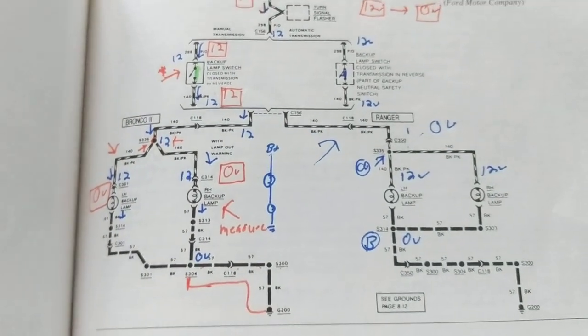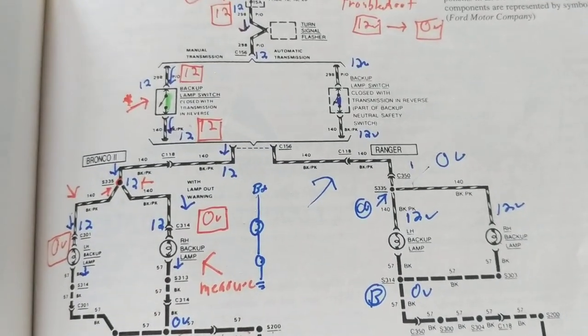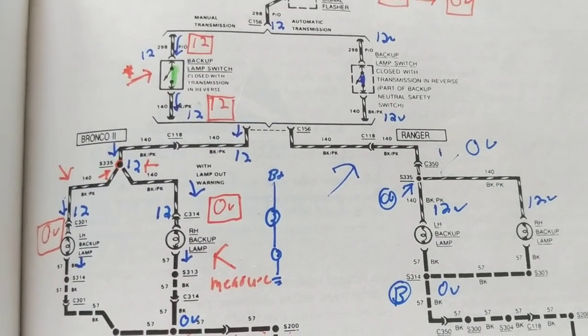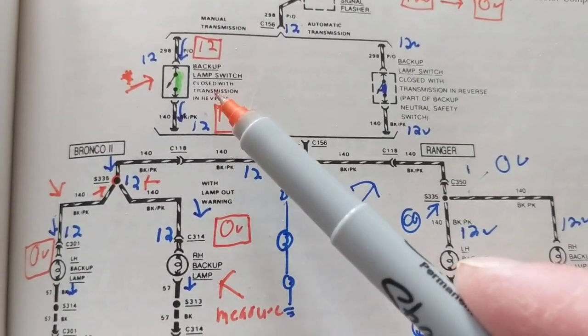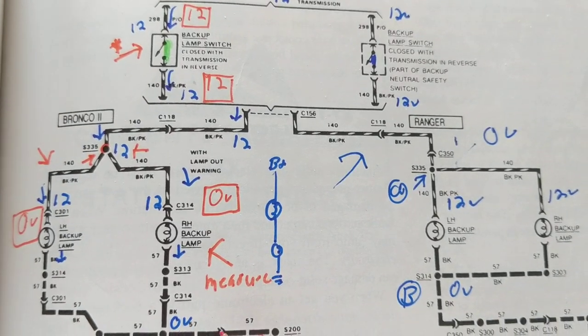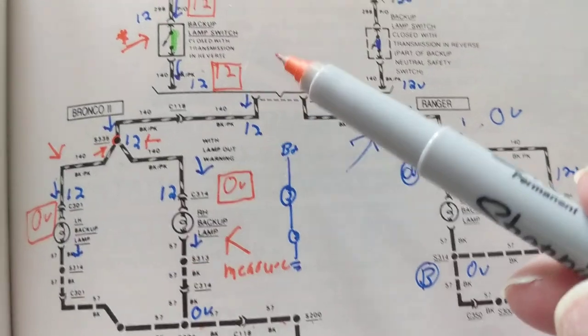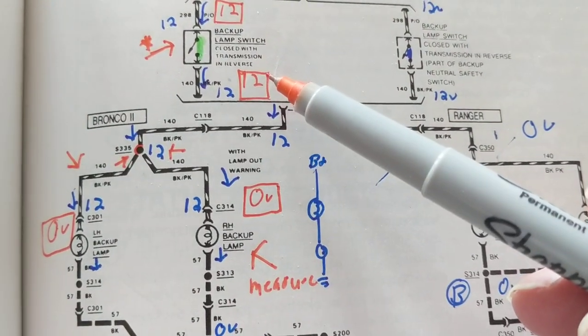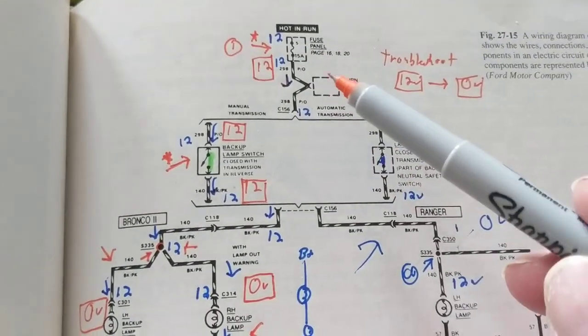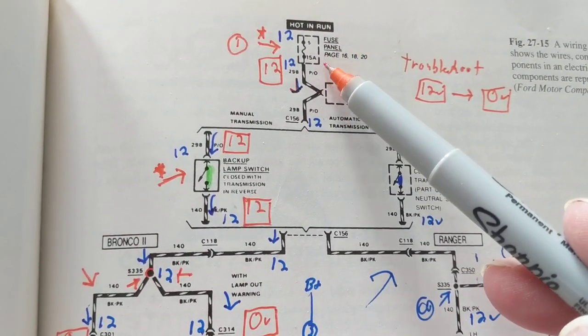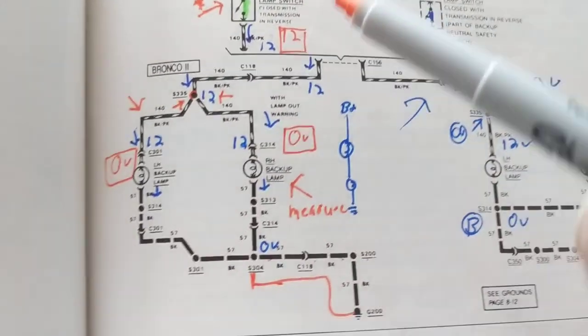Now, one thing I always want to point out is looking at schematic and troubleshooting are two different things. Getting access to a component can take a half hour or more to get to that component to troubleshoot it, to find it. So what's convenient for us to go? The most convenient is to go under the hood and just go over here for the fuse panel.